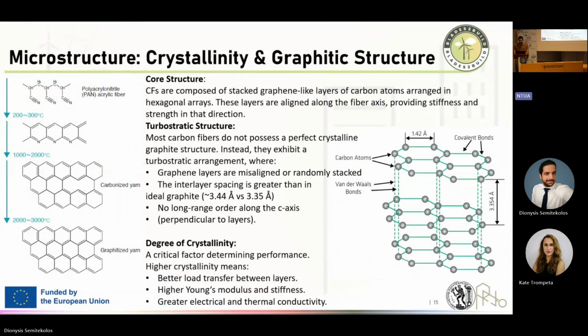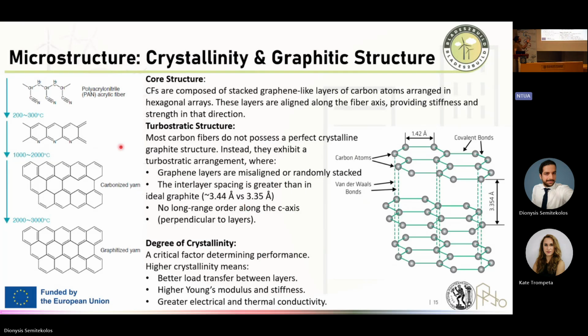The spacing, which in classic graphite, this spacing here among the planes, we call the interlayer spacing. This spacing is greater than in ideal graphite. So there's a bit more distance among the layers than in regular graphite. And this is what we call the turbostratic structure. Now, how do we characterize it? With a degree of crystallinity.